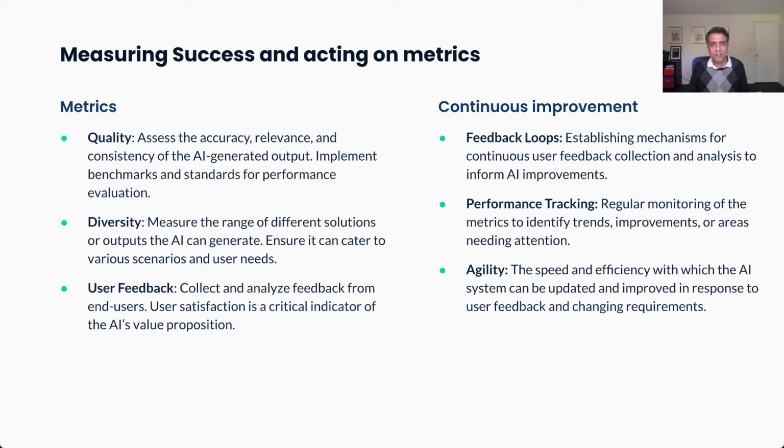The generated content must be pertinent to the user's context and needs. And relevance can be quantified through user engagement metrics or task completion rates. The AI should be able to deliver stable and reliable performance over time, which you can monitor through longitudinal studies or regular quality checks. The AI should also be able to handle a diverse set of user requirements and inputs. You can measure AI's performance across different use cases to understand the diversity metric.